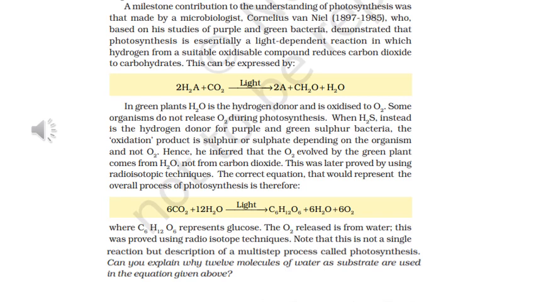To the understanding of photosynthesis was that made by the microbiologist Cornelius van Niel, who, based on his studies of purple and green bacteria, demonstrated that photosynthesis is essentially a light-dependent reaction in which hydrogen from a suitable oxidizable compound reduces carbon dioxide to carbohydrates.